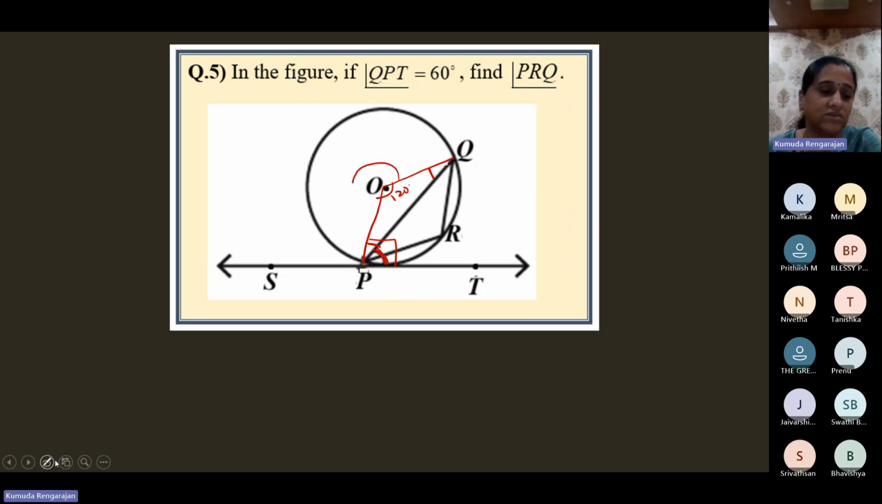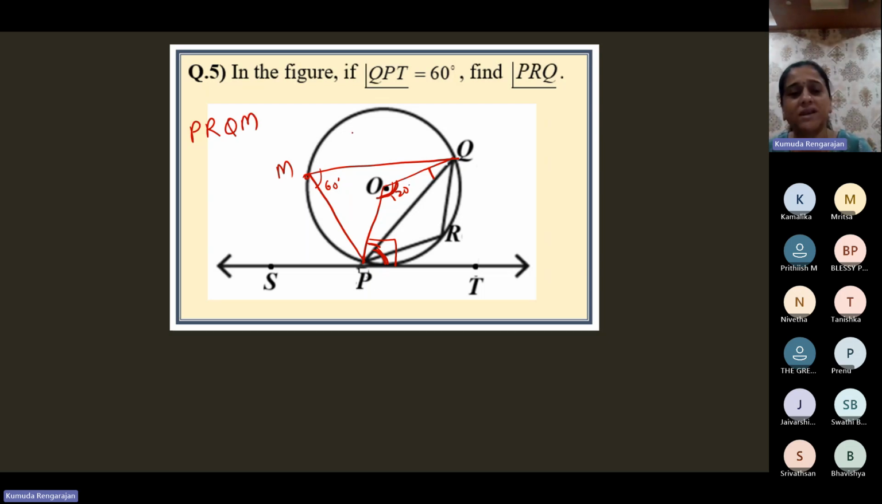Okay, we just recall what we just learned. This is 120. Then I said, mark a point anywhere on the circumference and join. So this is made by arc PQ at the center. This is made by the same arc PQ on the circumference. So this is 60 degrees. Now we see that the points P, R, Q, M all lie on the circumference. So PRQM is a cyclic quadrilateral. Opposite angles are supplementary. So if this is 60, this is 120.